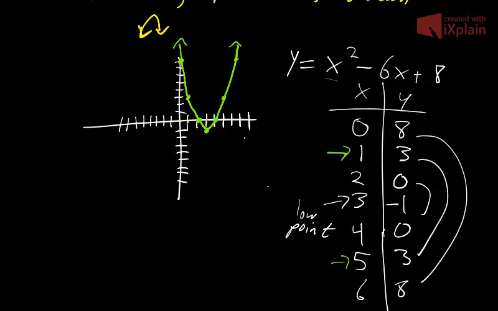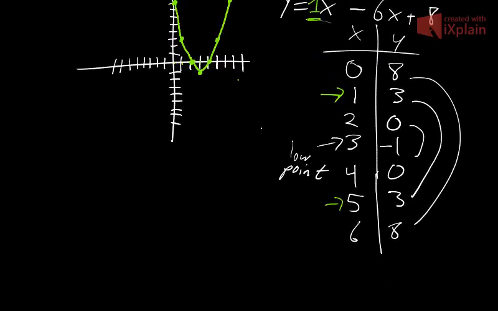And if we notice, our a value here would be a 1, which is a positive number, and a positive number means our parabola opens upwards, which is what it is doing right now. It is facing up. So that's basically how we graph a parabola. That's all you need to know.